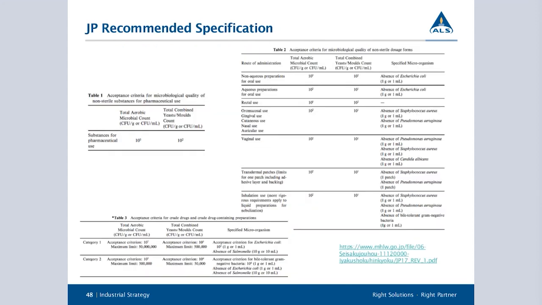And then the JP has a little bit more, very similar to the USP and EP. It also has a criteria for the crude drug product, which is very similar to the EP on the natural raw materials. But the specification is slightly higher, and the specified organisms to test are a little bit different.